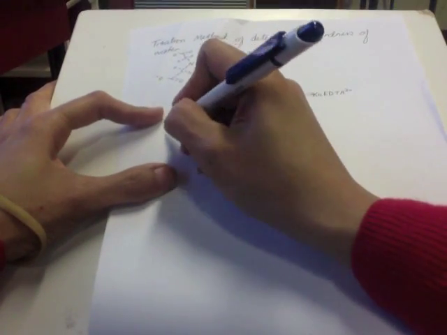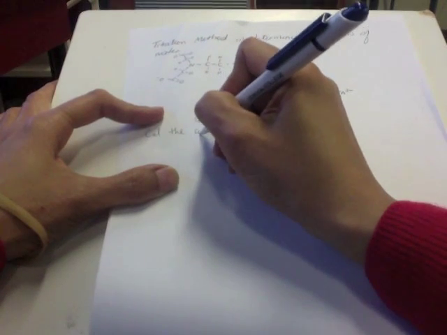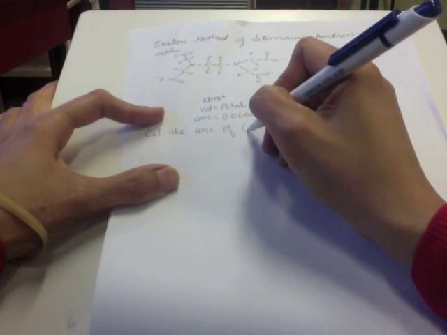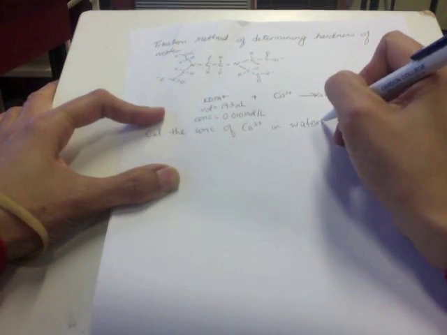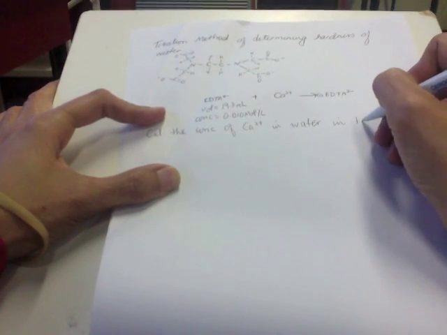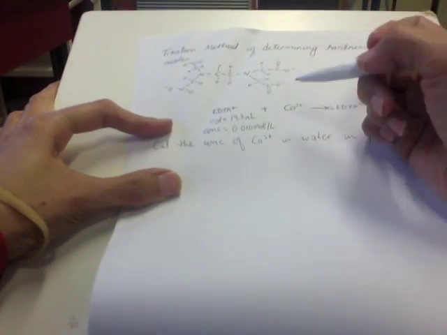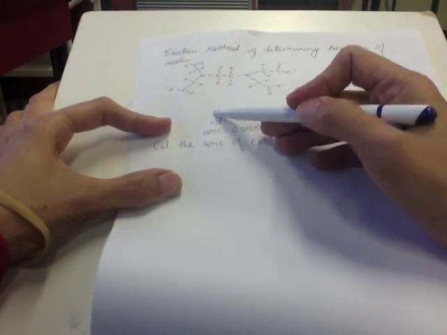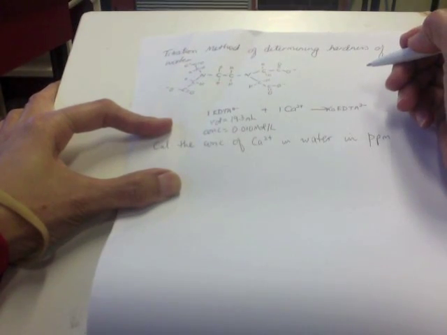The aim of it is to calculate the concentration of calcium ions in the sample of water, and you want to work it out in parts per million. So looking at the equation, you can tell that 1 mole of EDTA reacts with 1 mole of calcium.